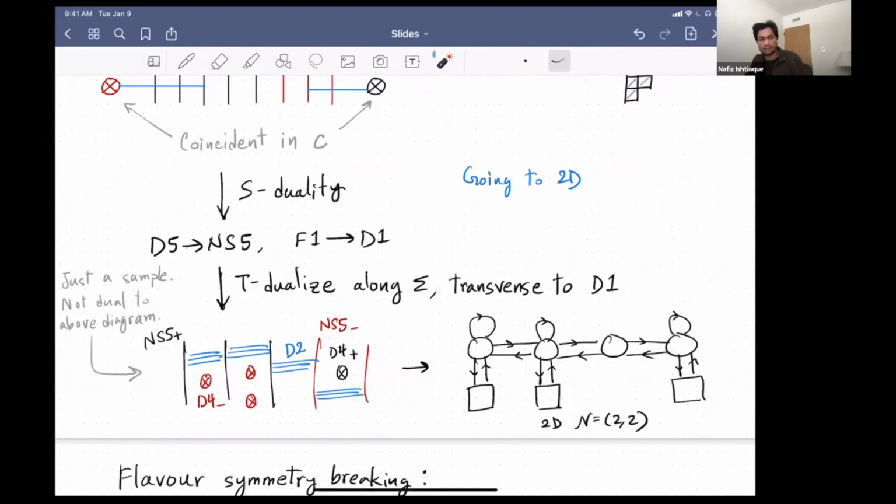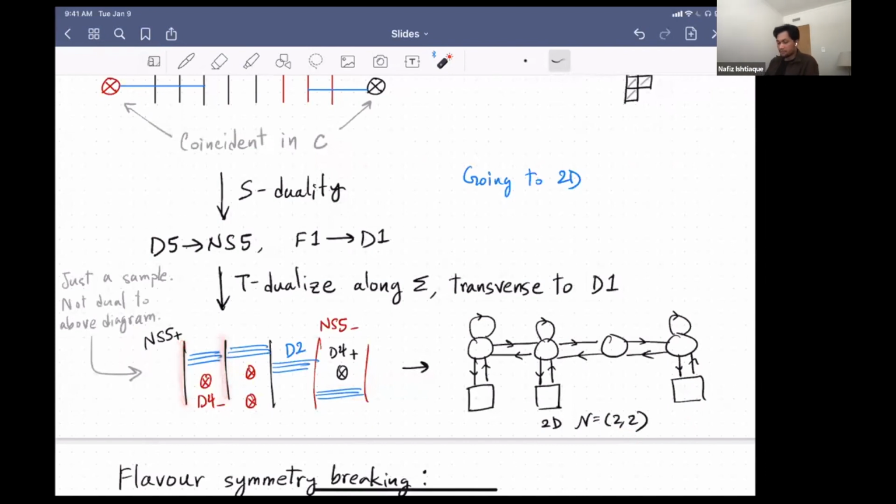But then I can apply the Hanany-Witten transitions to bring the D4 branes inside such that there aren't any D2 suspended between D4s and NS5s, but all the D2s are now suspended between the NS5s. And this is the kind of configuration that leads us to a quiver theory with 2,2 supersymmetry in two dimensions.